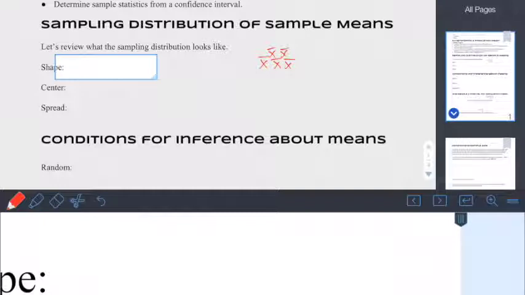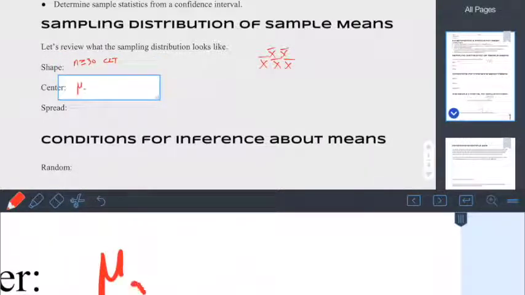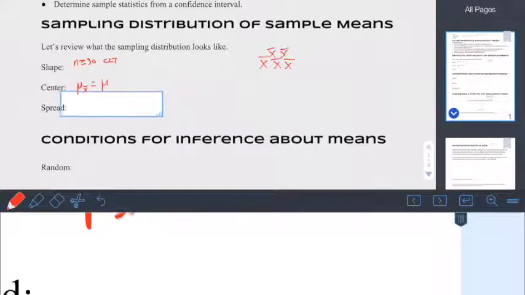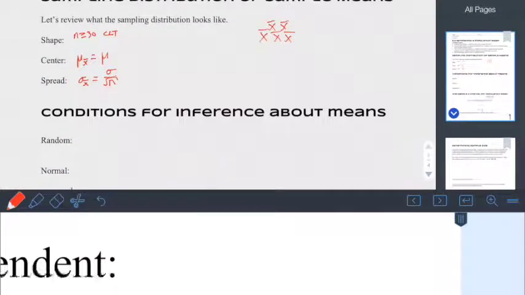So the shape is approximately normal, that is symmetric and single peaked, if it comes from a normal distribution or n is greater than or equal to 30 from the central limit theorem. The center, mu of x bar, will be the same as mu from our population. Our spread, sigma of the x bars, will be sigma over square root of n. Remember, it shrinks.